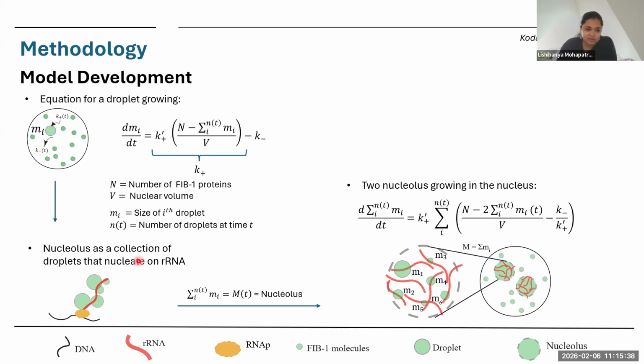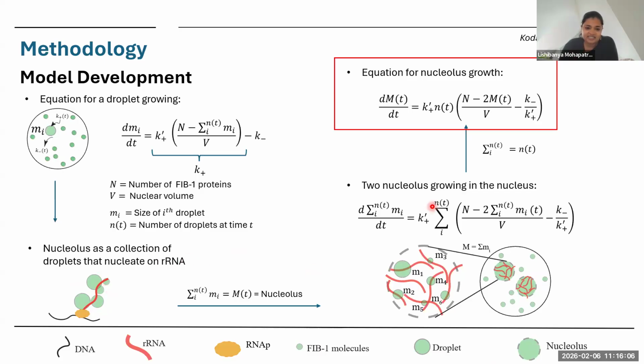With transcription, you're producing these RNA transcripts, right? And we decided that nucleolus is going to be the collection of droplets that nucleate on this particular RNA, right? So each of these droplets can grow and decay independently, but the number of those droplets is going to depend on the number of RNA transcripts that you have. So that's the key idea of this particular model.